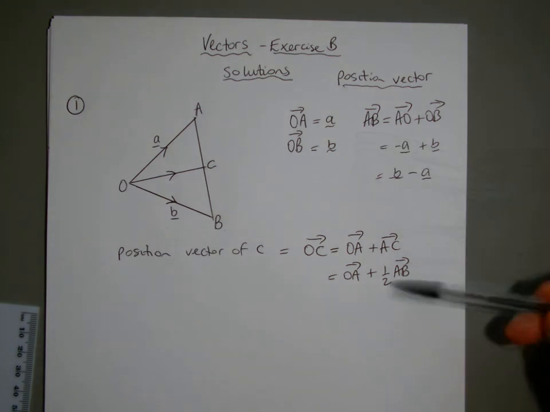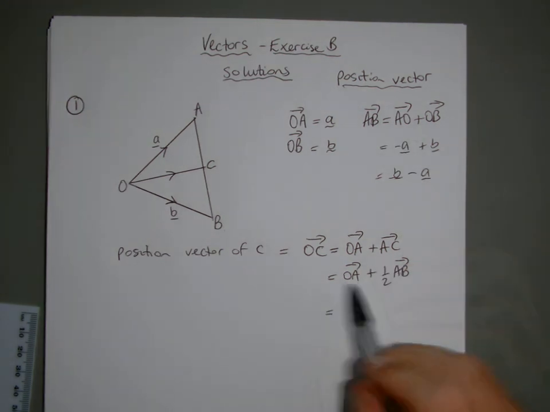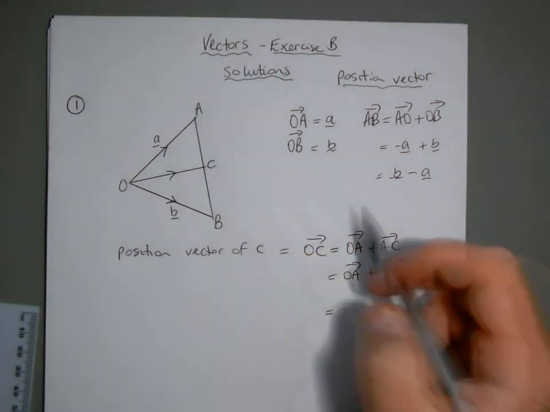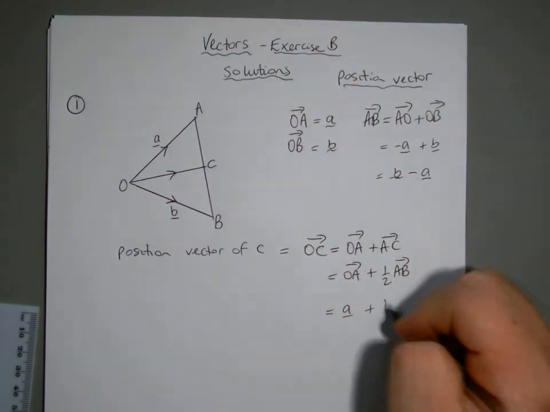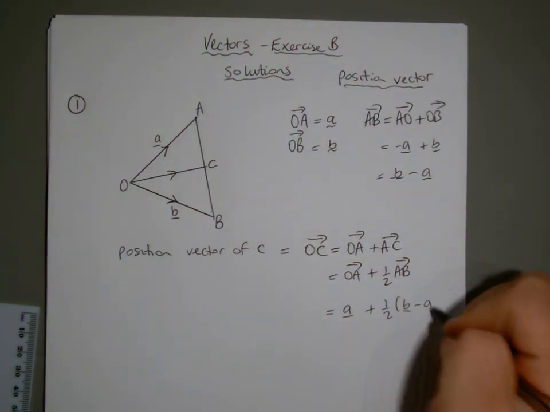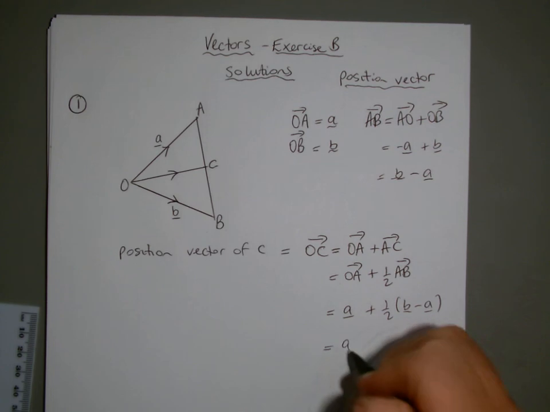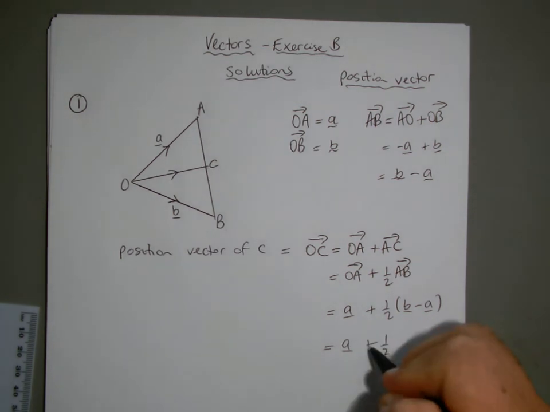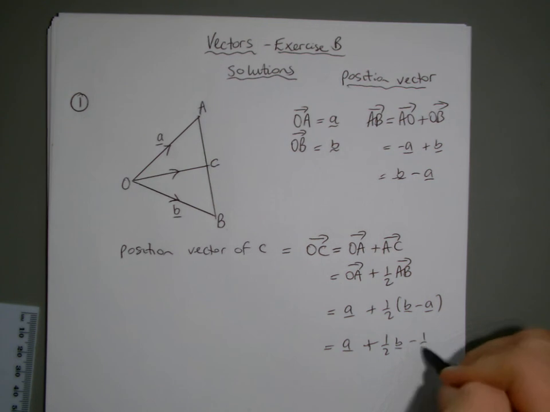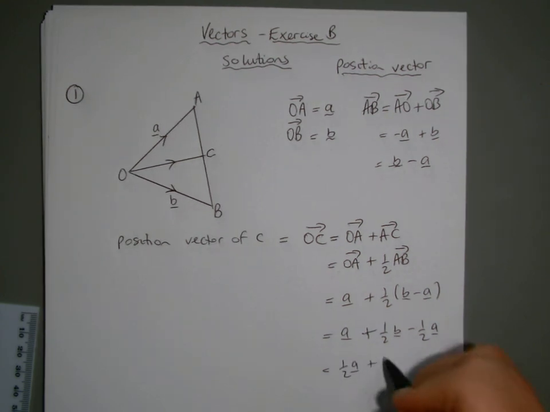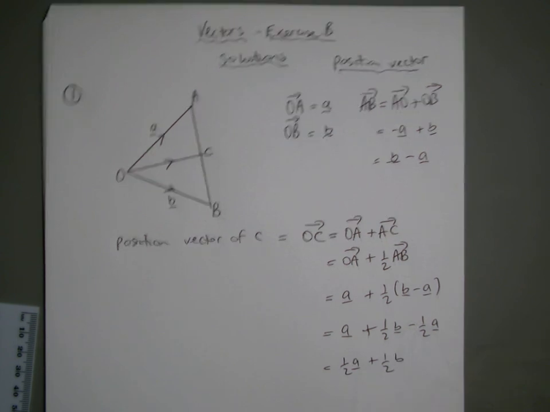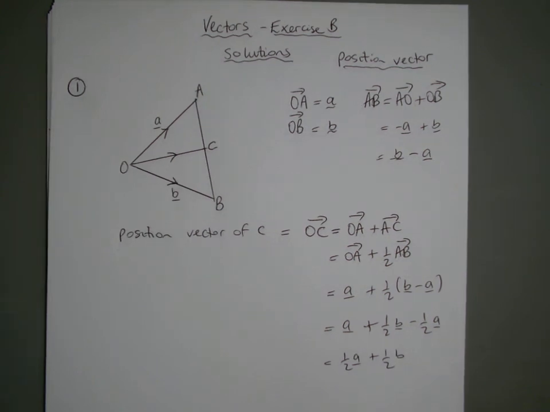So all I've got to do is substitute everything in. I know OA is going along here first, which is little a. And then AC is half of AB, and we know AB is b minus a because we just worked that out. So it's a simple case of multiplying through that bracket with our half and then simplifying it. When you simplify, you've got a minus half a, which gives you half a, plus half b. Simplifying that, you've got your answer: half a plus half b.